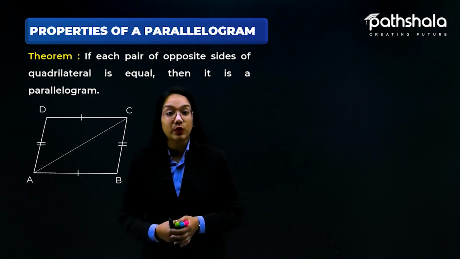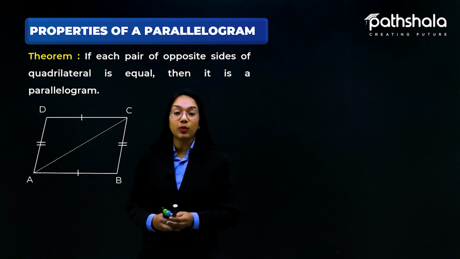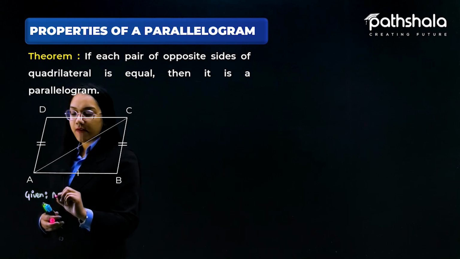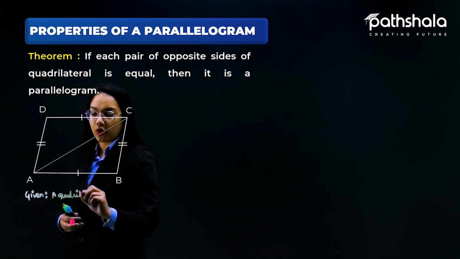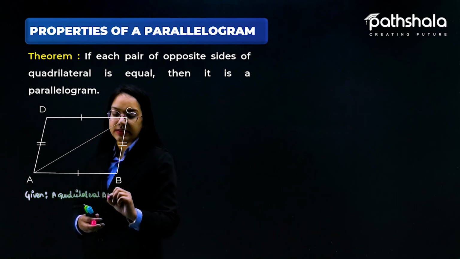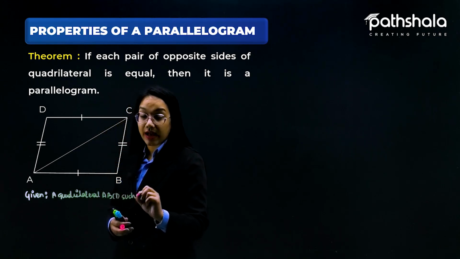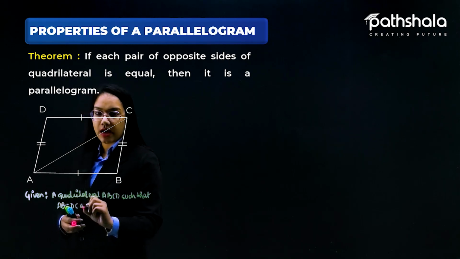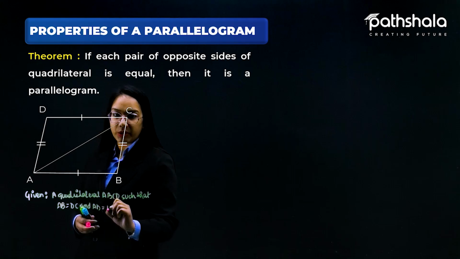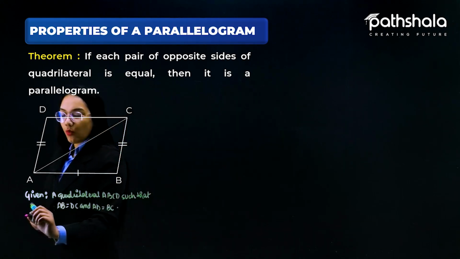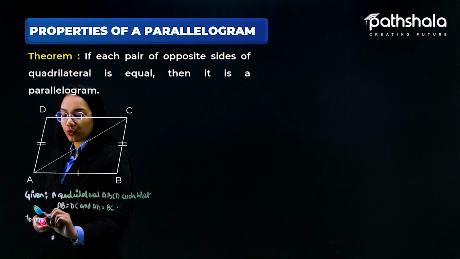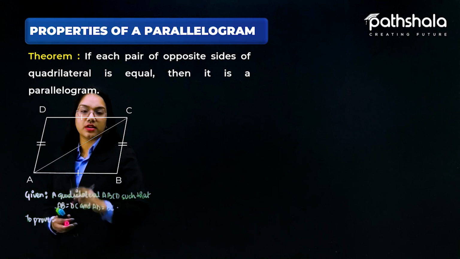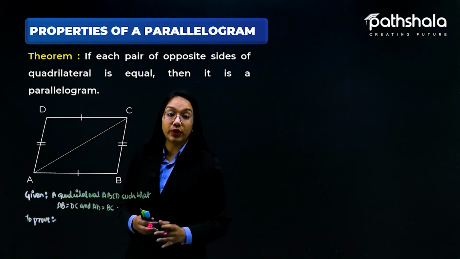As per the question, it is given to us that the opposite sides are equal. So let us start with the given condition: given a quadrilateral ABCD such that AB is equal to DC and AD is equal to BC. This is already given to us. Now what we have to prove is that the two triangles that we are getting over here are congruent to each other.